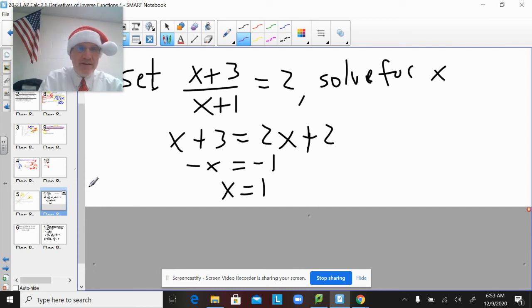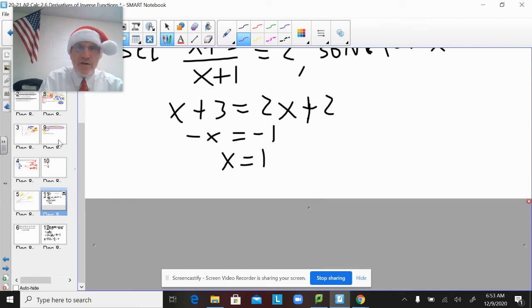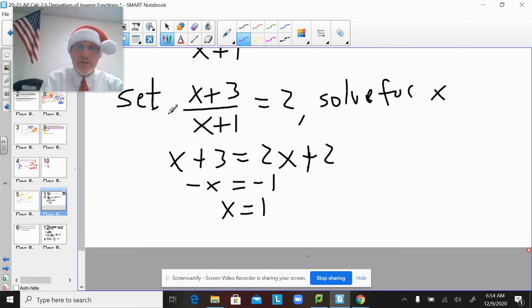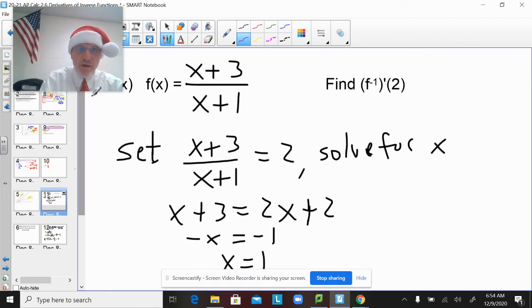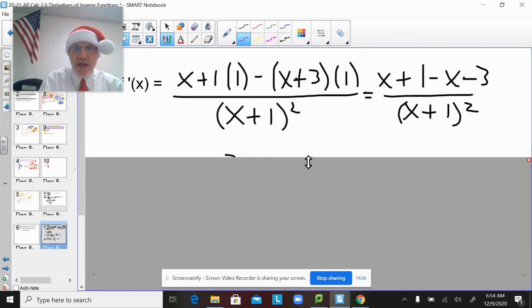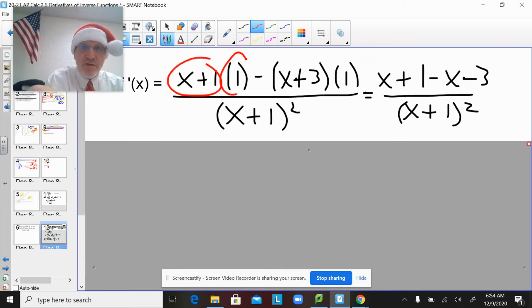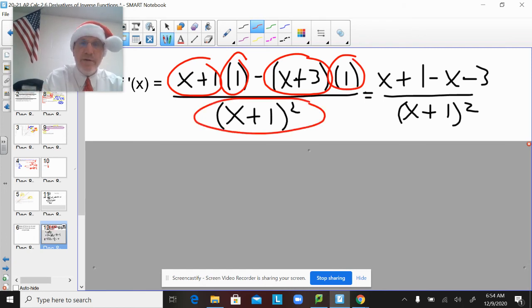So I now have to take the derivative. I need to take the derivative of my original function, f of x equals x plus 3 over x plus 1, which should be a fairly straightforward quotient rule. So again, let me cover this up so I don't see the whole thing at once. I think I quotient ruled this. And again, you know the quotient rule. This is the bottom times the derivative of the top minus the top times the derivative of the bottom, all over the bottom squared. Gotta make sure you're keeping that quotient rule correct.